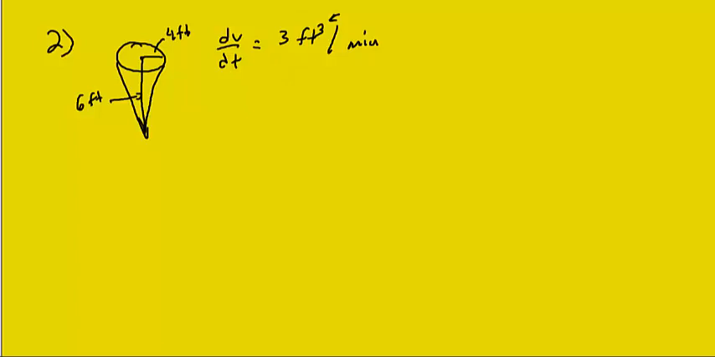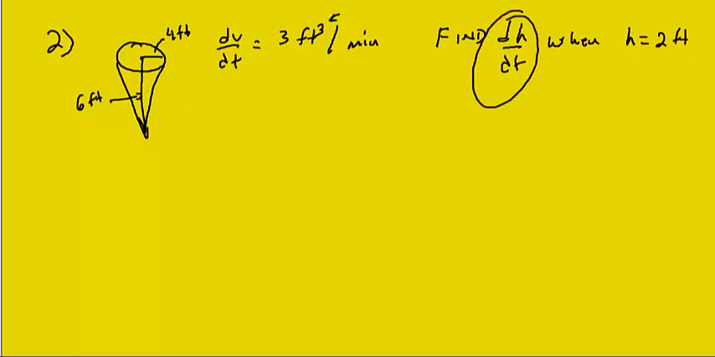How fast is the water level rising? That means we'll call that height. So they want me to find dH/dt, at the instant the depth is 2 feet. You could use D for depth, but we're going to use H. That way it's not that confusing. So we're finding dH/dt.